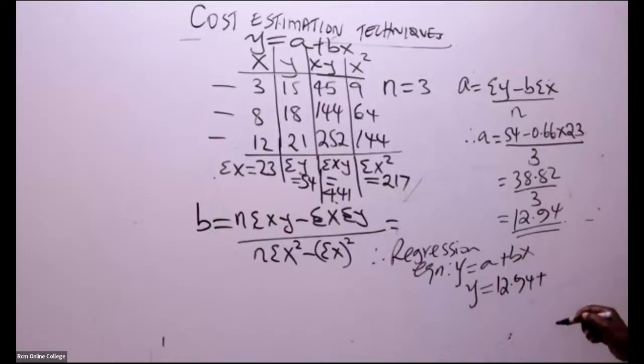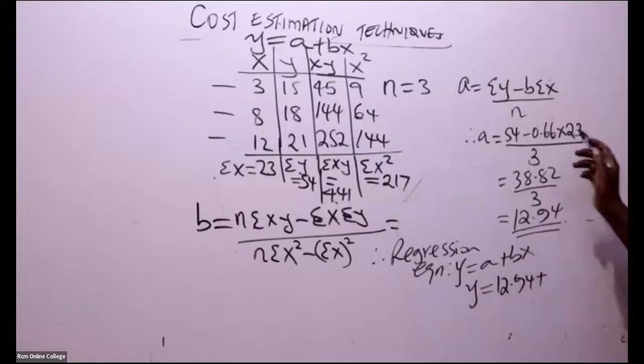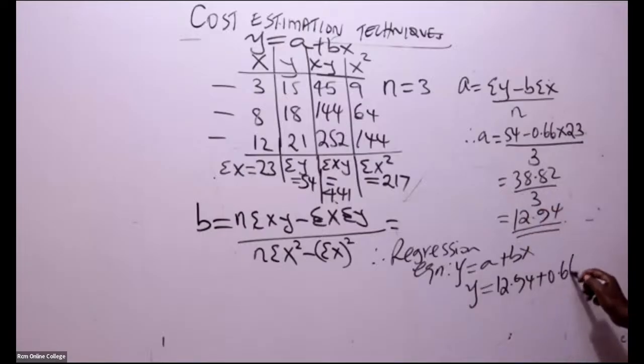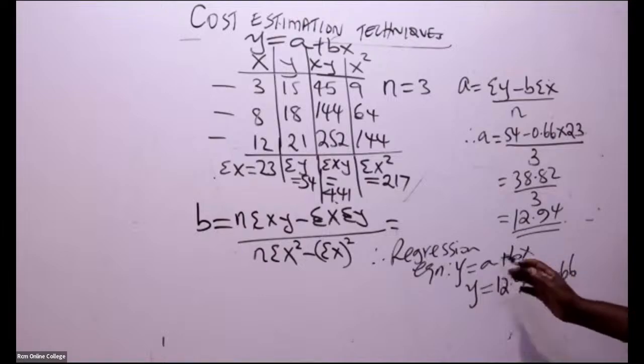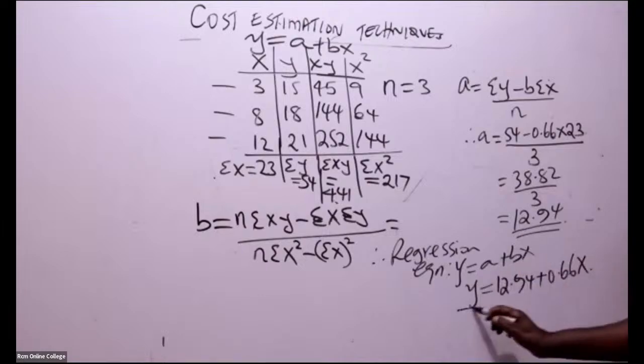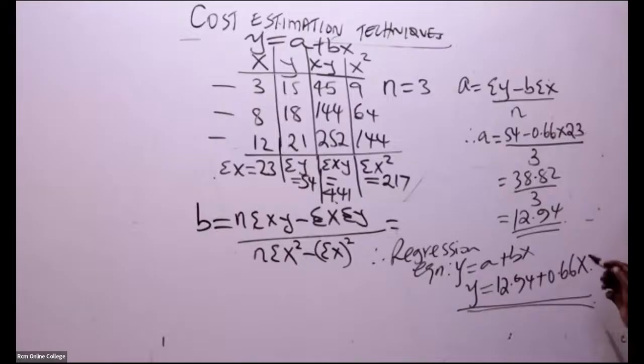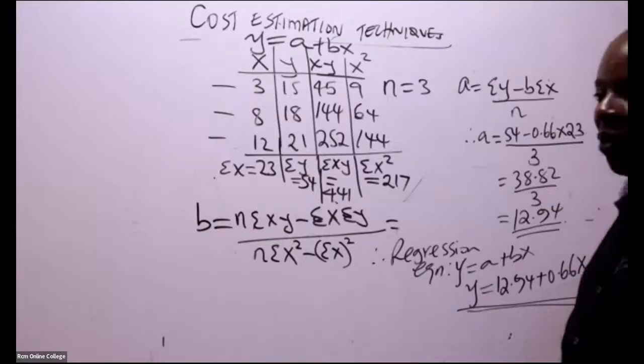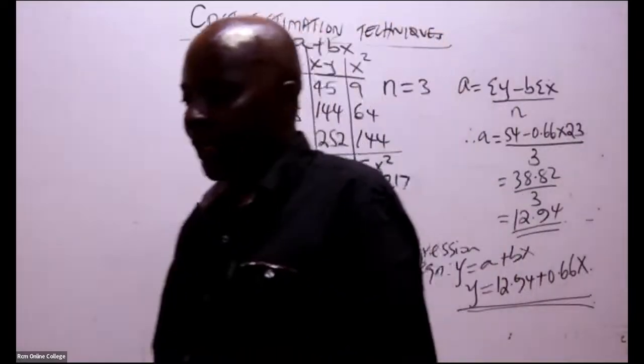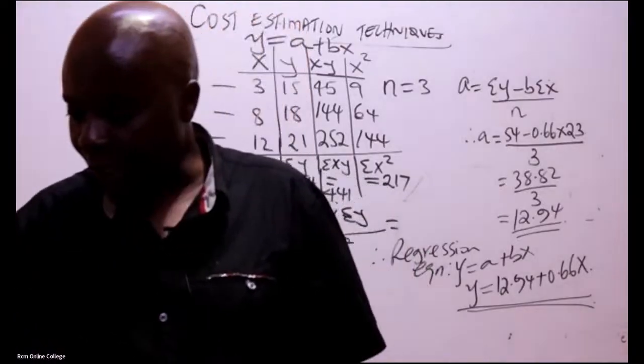B, which is what here? B we already know. It was 0.66. So once you have gotten the a and the b, you come and substitute for them like that. This is the answer. So up to here, ladies and gentlemen, are we together?